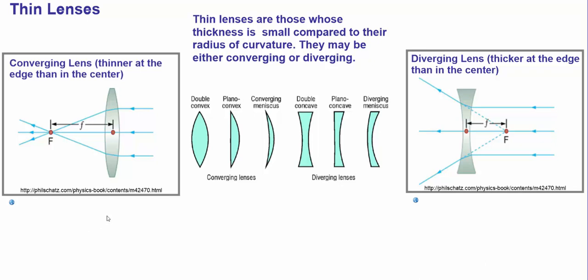All right, let's talk about thin lenses. Thin lenses, you can find these suckers everywhere. All kinds of cool optics comes out of this. What is a thin lens in the first place?